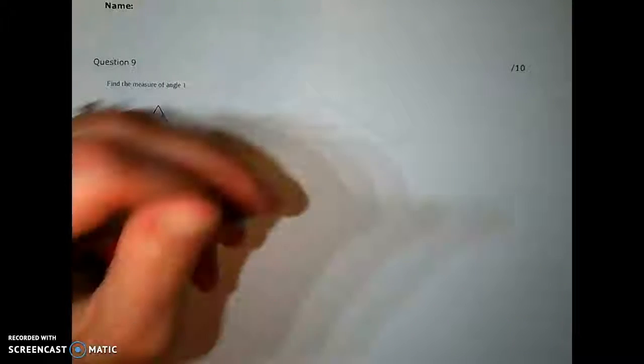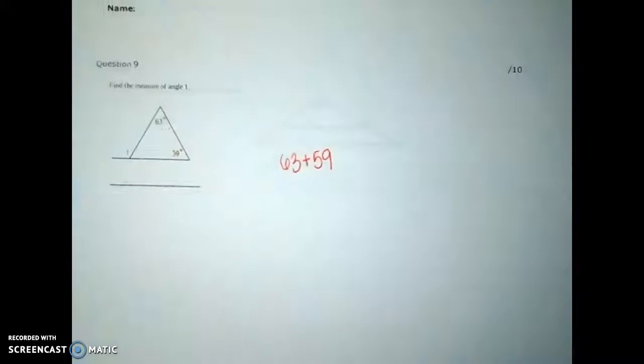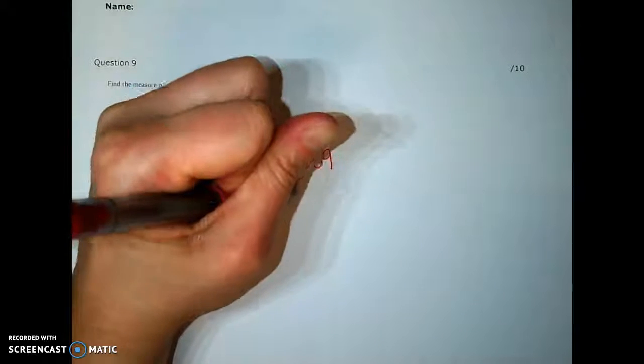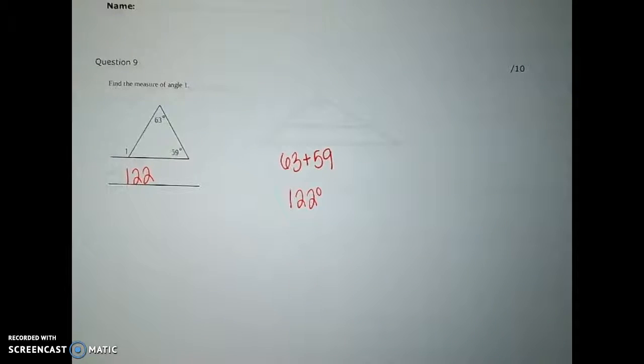Now one rule that we know is that our 2 remote interior angles add up to our exterior angle on the outside. So to find angle 1, I can take 63 plus 59. 63 plus 59 gives me 122 degrees, and so I know that the measure of angle 1 is going to be 122.